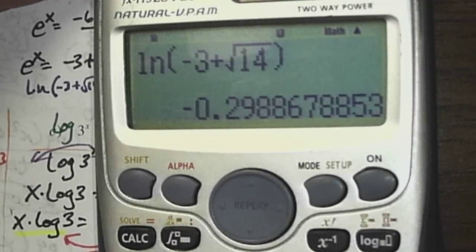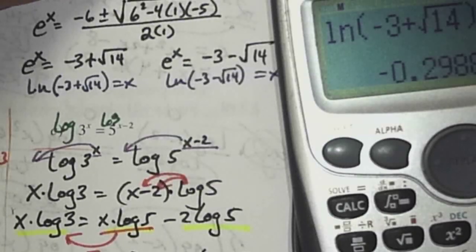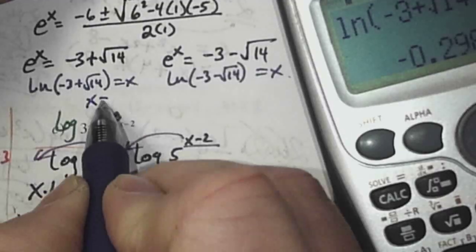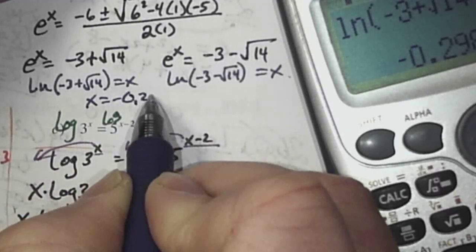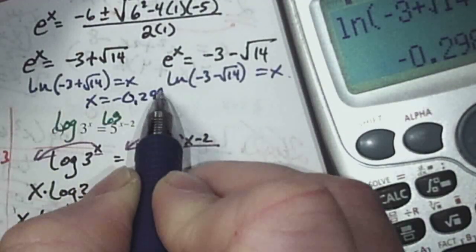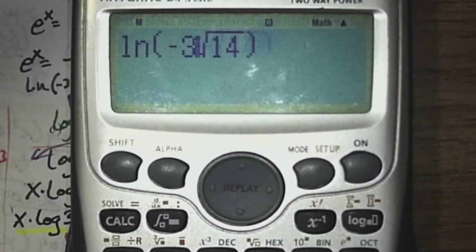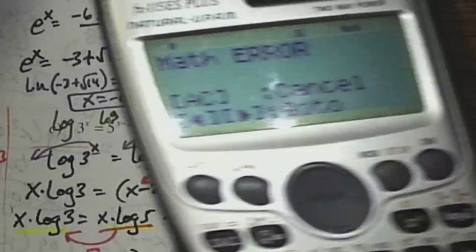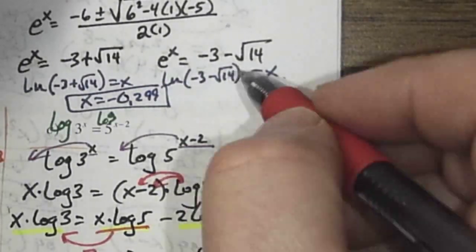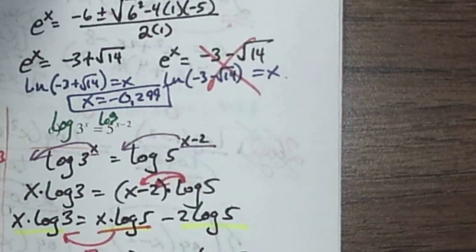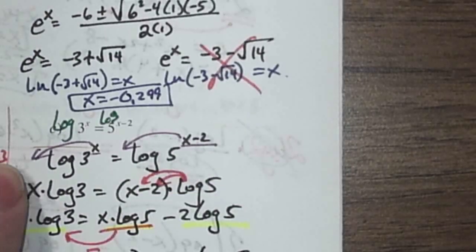Okay. Negative 0.299. X is negative 0.299. Now over here, if I just go back in and delete and put a minus, math error. This one's not possible, so x is negative 0.299.